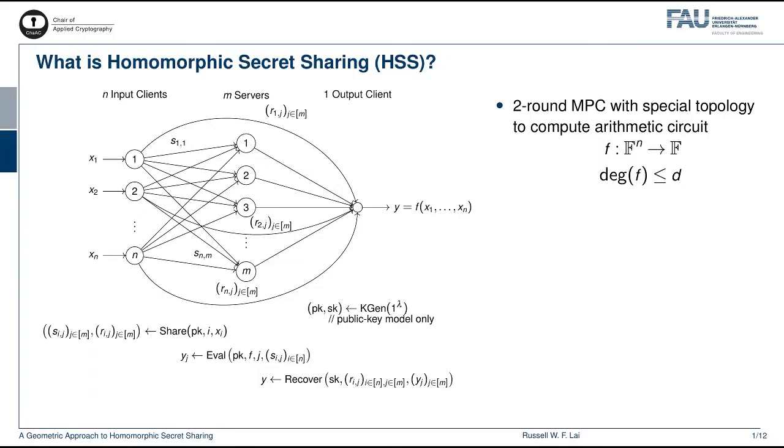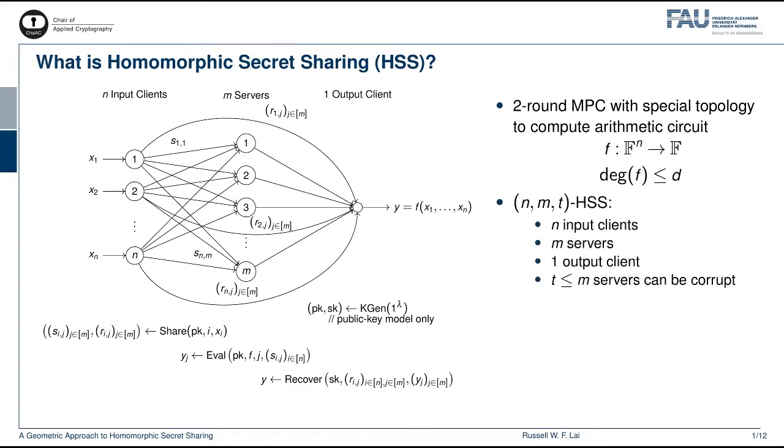What is homomorphic secret sharing? A homomorphic secret sharing scheme, or HSS scheme, can be used to build two-round MPC protocols, or multi-party computation protocols, with a special network topology. In this talk, we will consider the arithmetic circuit model. That means our MPC protocols will be computing polynomials f of some bounded degree d, represented by arithmetic circuits.